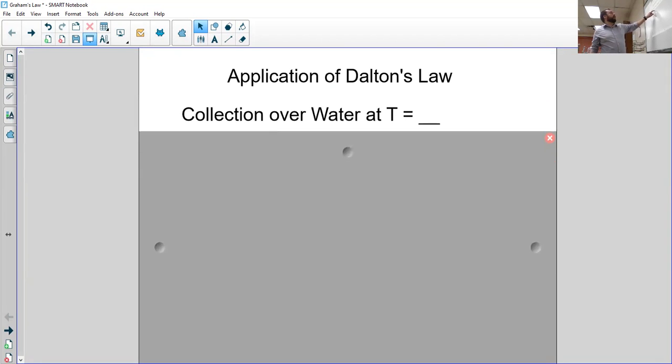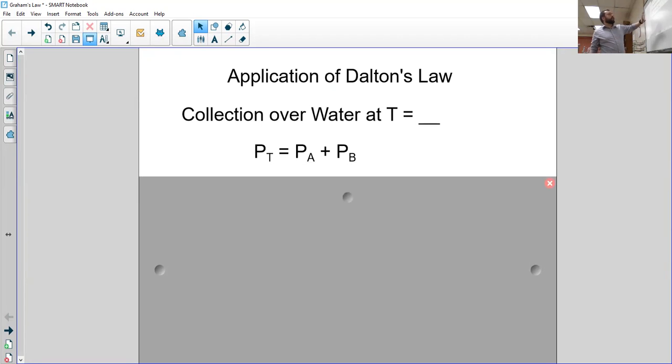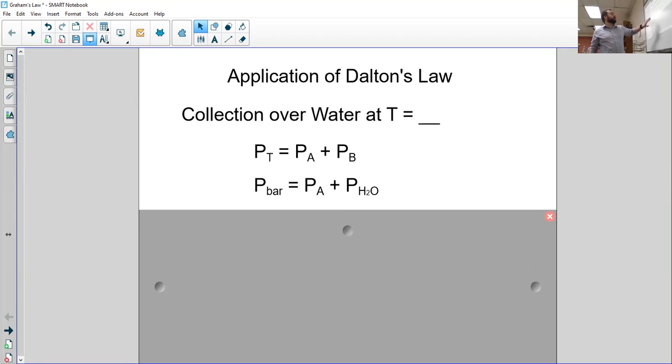So we have our case where we're doing a collection of gas over water at a given temperature. We have that general equation. Our total pressure is equal to the partial pressure of A plus the partial pressure of B. In this case, our total pressure is going to be barometric pressure. Our partial pressure A is going to be what we're solving for, and the partial pressure of B is going to be our partial pressure of water vapor.